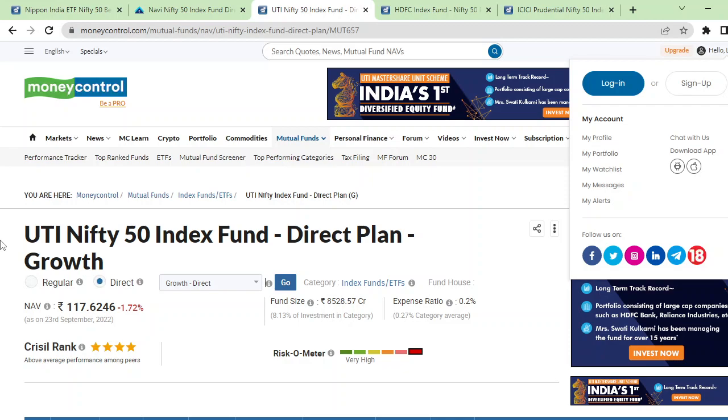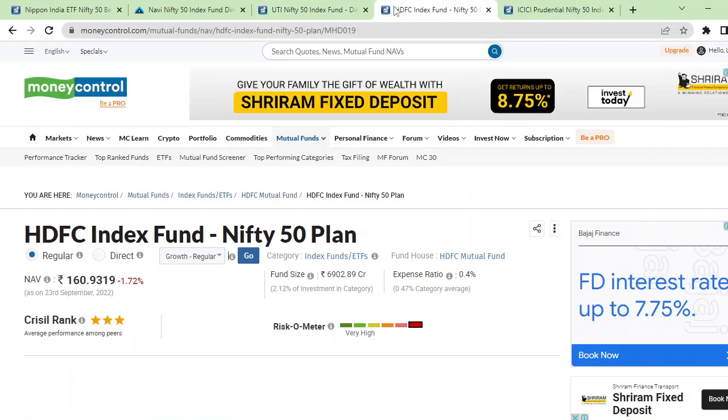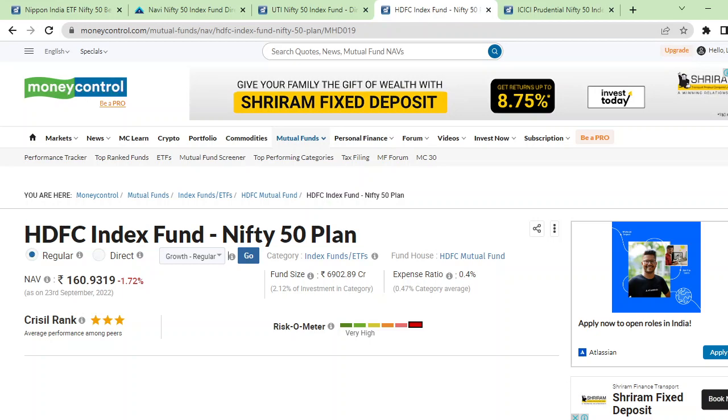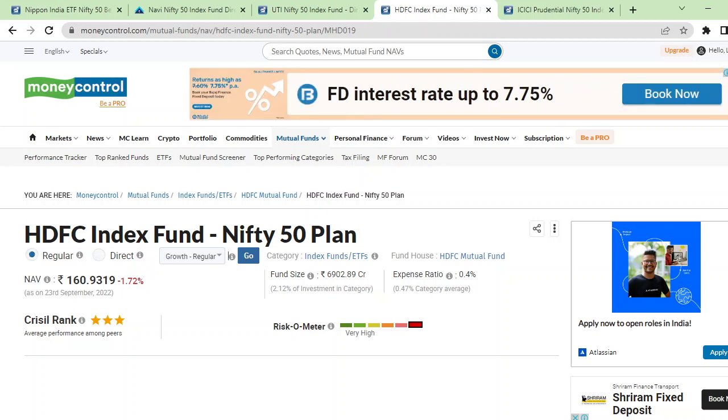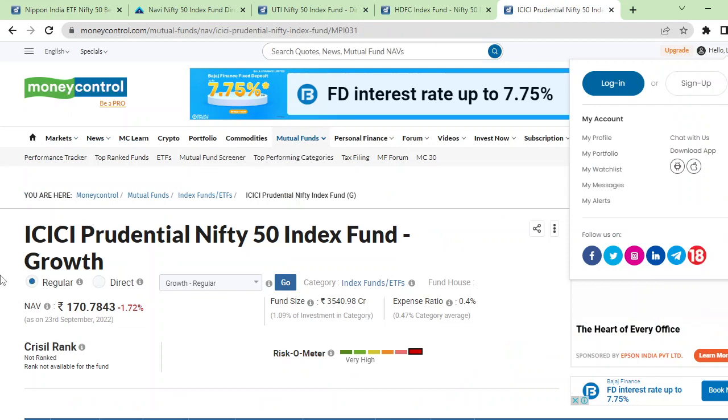Due to that, you need to consider it, and the tracking error is also very low compared to HDFC and ICICI. Now the fourth fund is the HDFC index fund. Why? The fund size is around 6,900 crores. Expense ratio is 0.4, which is quite big, 0.2% more than UTI and 0.34% more than Nippon India, but you need to consider it for diversification purposes. And last but not the least, ICICI Prudential Nifty 50 Index Fund.